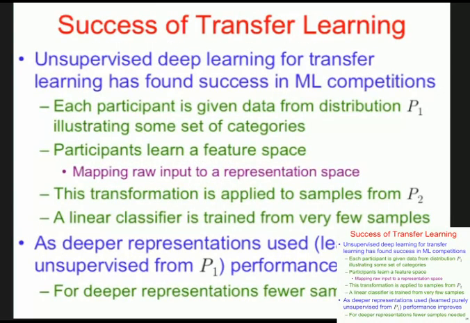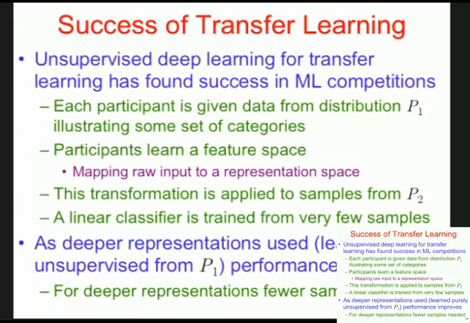So the success of transfer learning. It says unsupervised deep learning for transfer learning has found success in machine learning competitions. So apparently there are competitions here. I've seen that IISc wins many competitions generally conducted. I don't know if you have participated in this one.